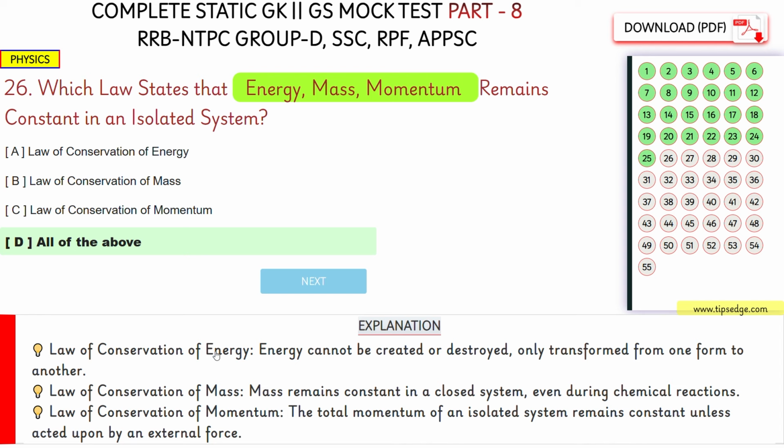Law of conservation of energy means energy cannot be created or destroyed, only transformed from one form to another. Law of conservation of mass means mass remains constant in a closed system even during chemical reactions. Law of conservation of momentum means the total momentum of an isolated system remains constant unless acted upon by an external force.